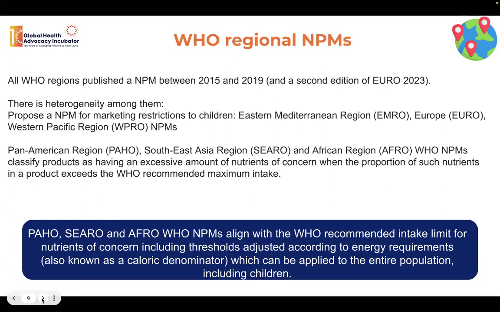That's why in our position paper we recommend these three regional nutrient profile models, PAHO, SEARO, and AFRO, because they align with WHO recommended intake limits for nutrients of concern, including thresholds adjusted according to energy requirements, also known as caloric denominators, which can be applied to the entire population, including children, and only for two categories, solids and liquids. And last, next slide, please.